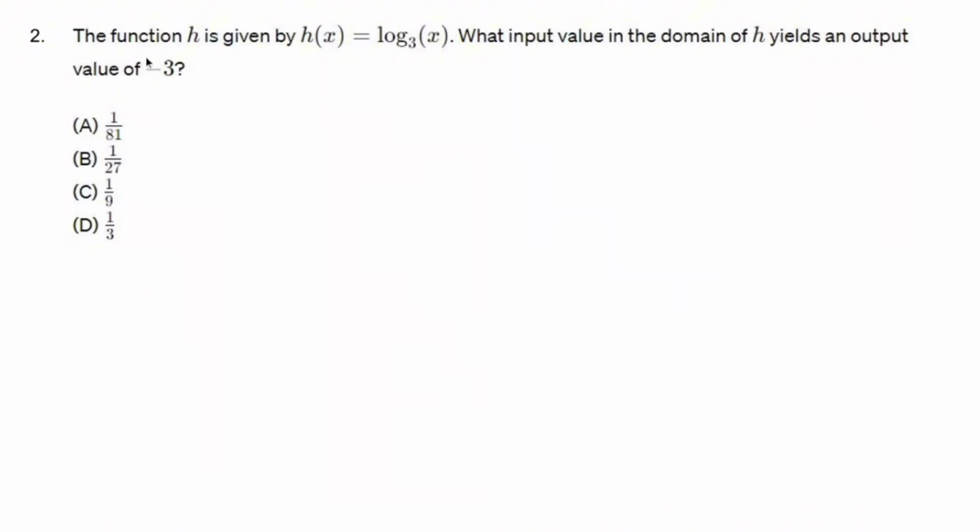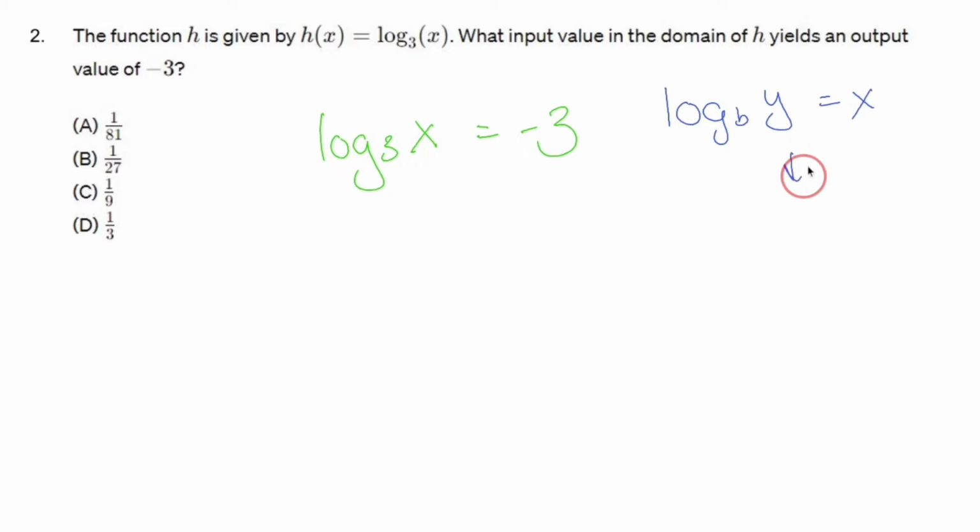Problem 2 of Volume 2. The function h is given by h of x equals log base 3 of x. What input value in the domain of h yields an output value of negative 3? All right, so basically it's just saying log base 3 of what gives me negative 3? Well, let's write that in its exponential form. Okay, if you forget the exact formula for exponential form, I use log base b of y equals x, and you can turn that into b to the x equals y.